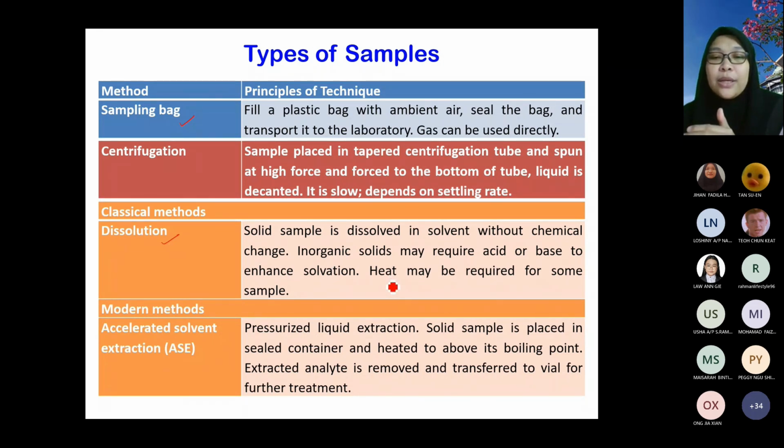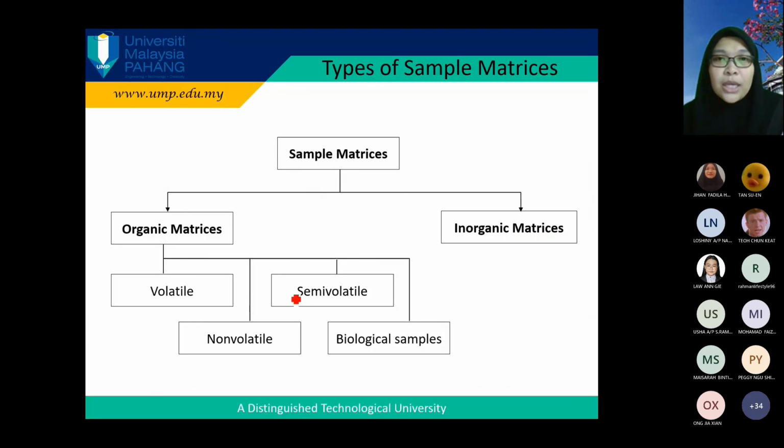And some samples require heat to do the extraction method. Okay, and for modern method, we have accelerated solvent extraction. It means that you pressurize the liquid for liquid extraction. Solid sample is placed in a sealed container and heated above its boiling point. So the extracted analyte is removed and transferred to a vial for further treatment. Okay, that is the difference between classical method and modern methods for solid sample.